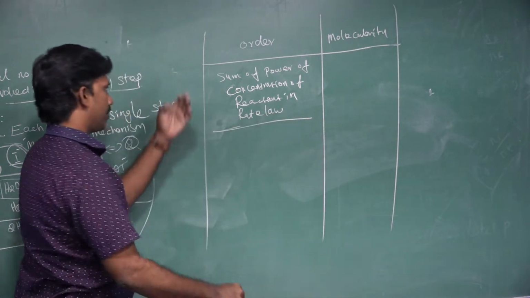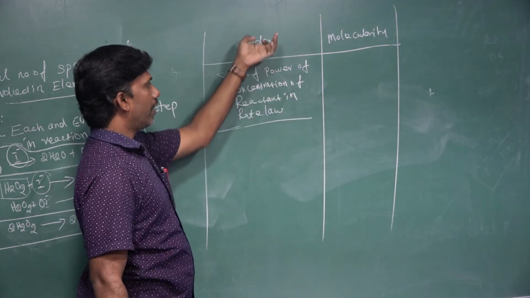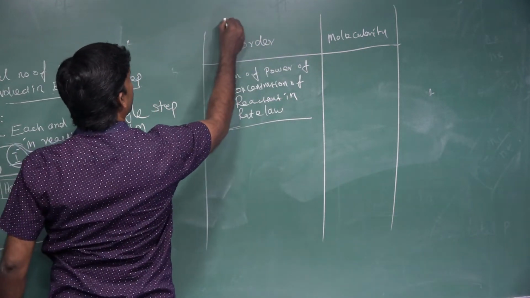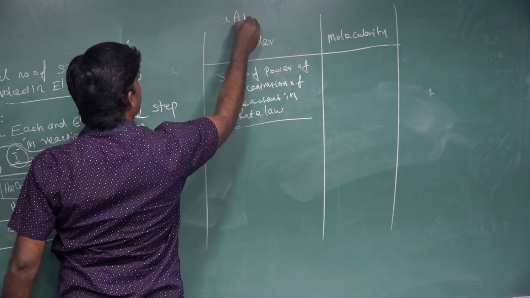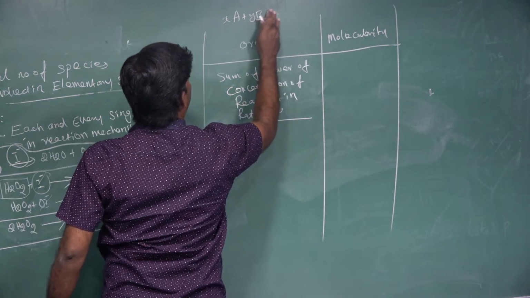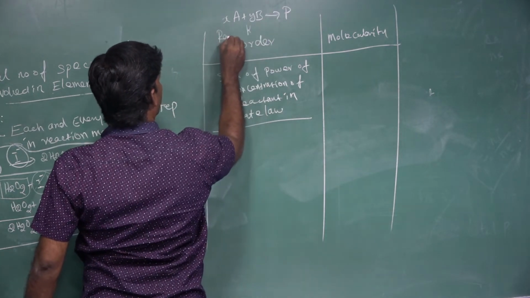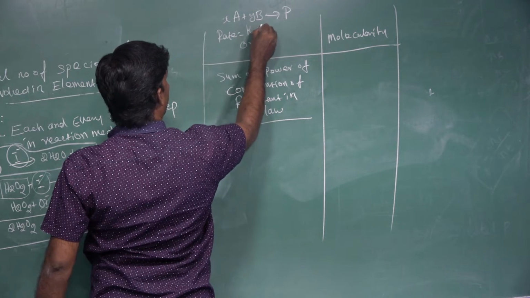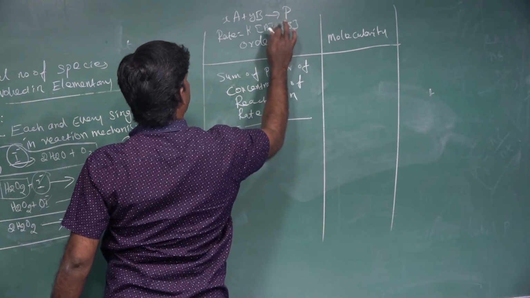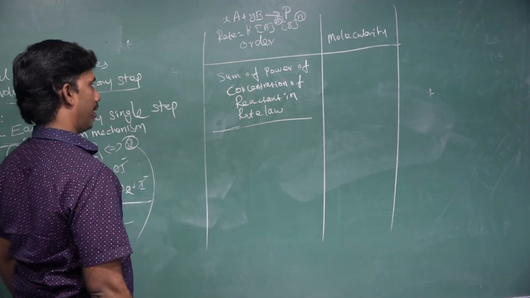Order is the sum of the powers of the concentrations of the reactants in a rate law. If you see X times A plus Y times B giving a product, the rate expression, the rate law for this reaction, is rate equals K times concentration of A to the power X, concentration of B to the power, maybe M. This is called the order of the reaction.